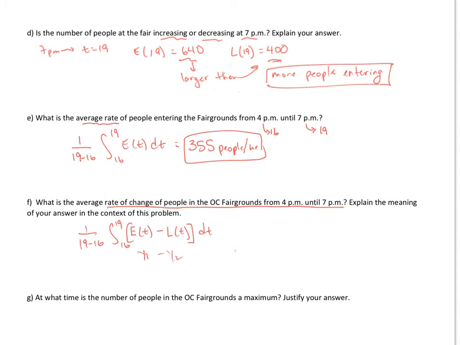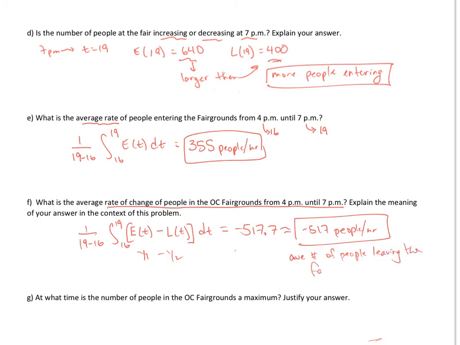So you could put this all quickly into your calculators, and you're going to get negative 517.7. So approximately negative 517 people per hour is the average rate of change of the people in the OC Fairgrounds. Now this is, again, what we just said here. This is the average number of people, and in this case it'll be leaving, since it's bigger and negative, the fairgrounds.